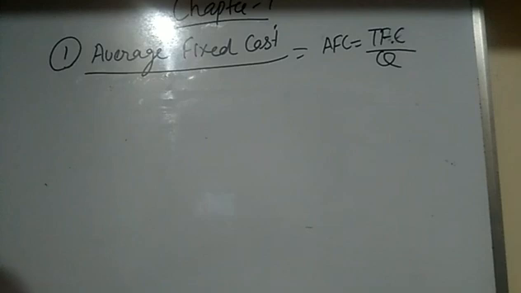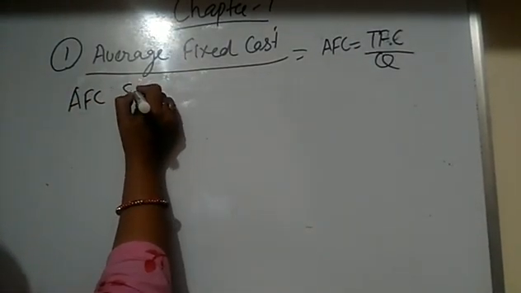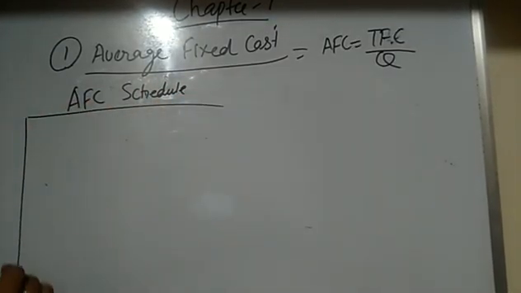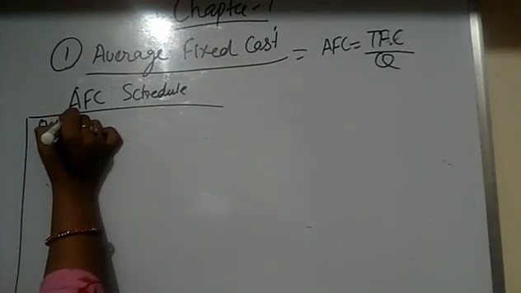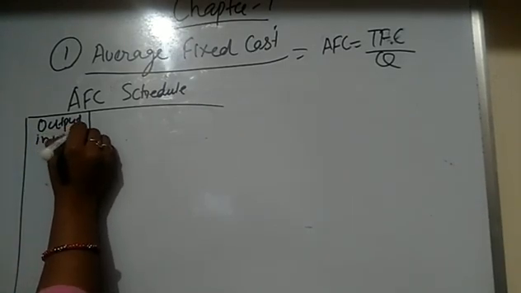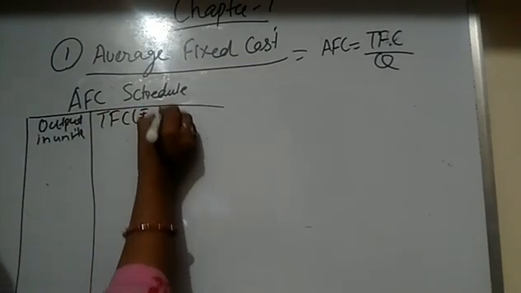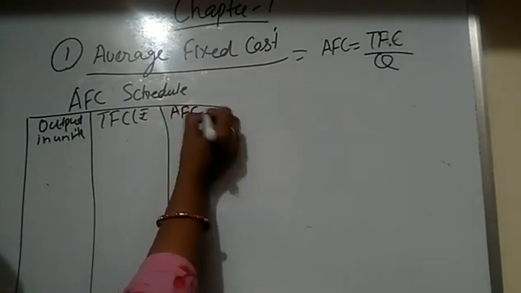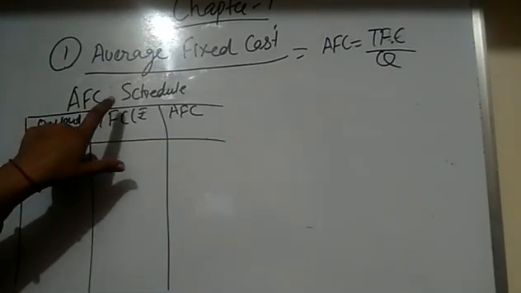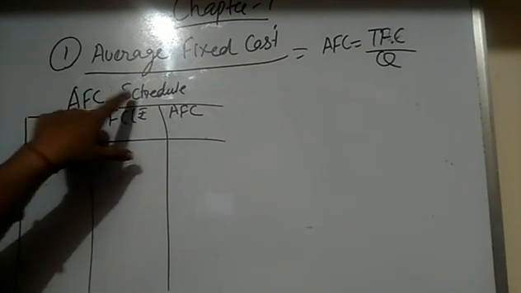So students, I make a schedule here of average cost. The first column is output in units, second column is total fixed cost in rupees, and the next column is average fixed cost. This table shows the average fixed cost. When the average fixed cost is represented through a table, we call it the average fixed cost schedule.